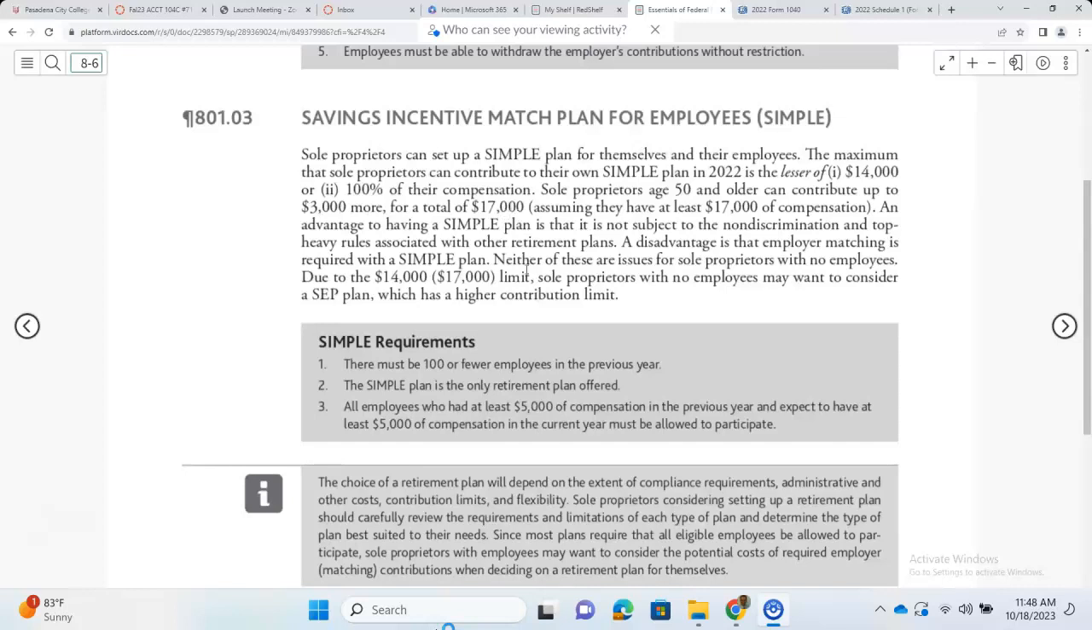So SEP, simple plan, it's just kind of for small businesses if they want to offer. And that simple plan, you can create this even if you are the only worker, right? So you can have maybe just yourself, a few more people. It's easier to make that simple plan.